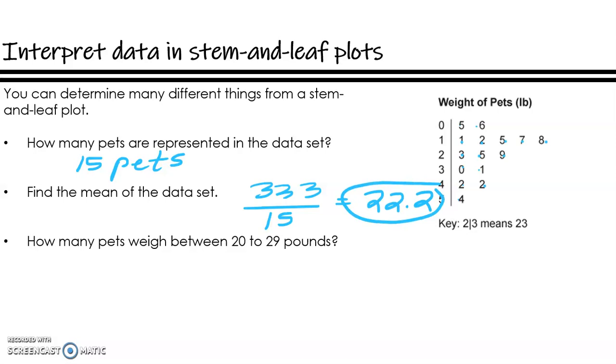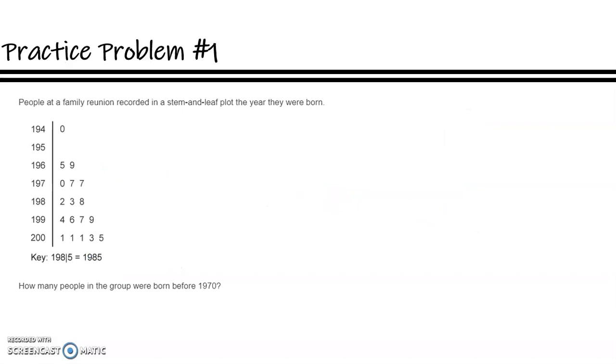How many pets weigh between 20 to 29 pounds? So that's in this row right here. And there are 3 pets that weigh between 20 pounds and 29 pounds. So lots of different pieces of information you can find. So I challenge you to pause this video and see if you can answer this practice problem.